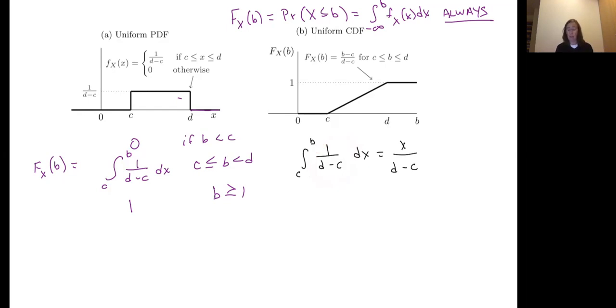So this function is a line with slope 1 over d minus c. This is the indefinite integral that we found here. We've done the integration. We found the antiderivative, the function whose derivative is 1 over d minus c. And to take the definite integral to turn it into a number, we just bring along our limits of integration here. That should be c to b.